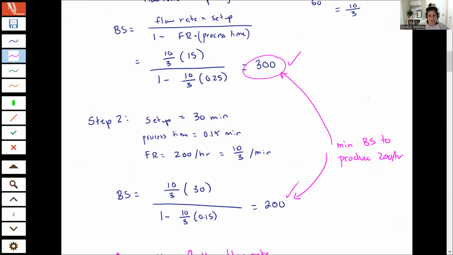So hopefully that is helpful instead of finding the break-even point and then going from there.